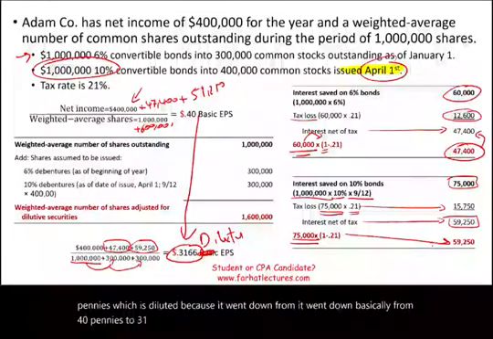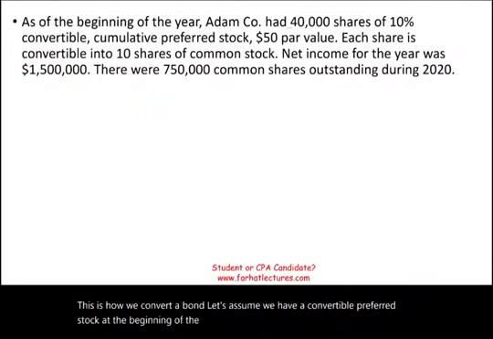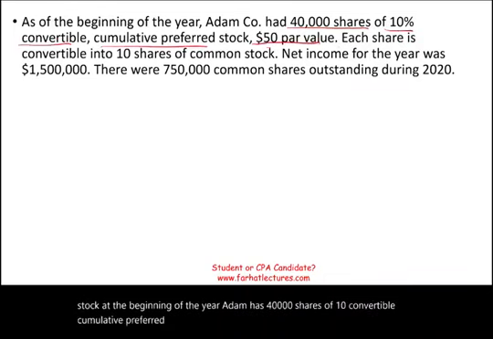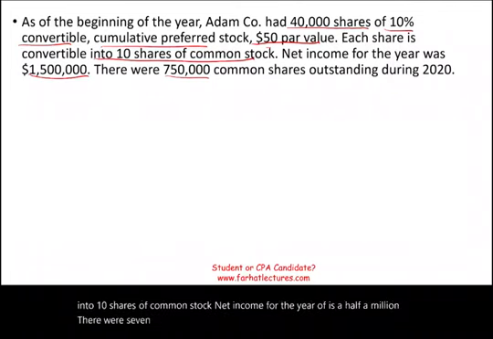Now this is how we convert a bond. Let's assume we have a convertible preferred stock. At the beginning of the year, Adam has 40,000 shares of 10% convertible cumulative preferred, $50 par value. Each share is convertible into 10 shares of common stock. Net income for the year is $500,000. There were 750,000 shares outstanding during the year. The first thing I'm going to ask you to do is to compute basic earnings per share.